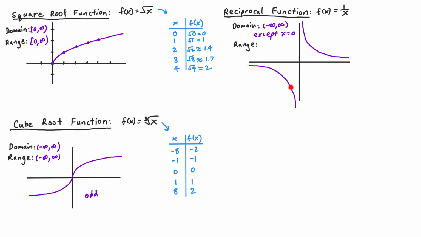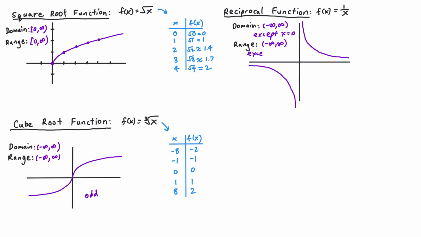For the range of this function, notice that if we're on this portion of the graph and we trace to the right here, the graph goes down indefinitely, so there's no lower bound for my y values. If I'm on this portion of the graph and I trace to the left, it goes up indefinitely, so there's no upper bound for my y values. So our range is negative infinity to infinity.